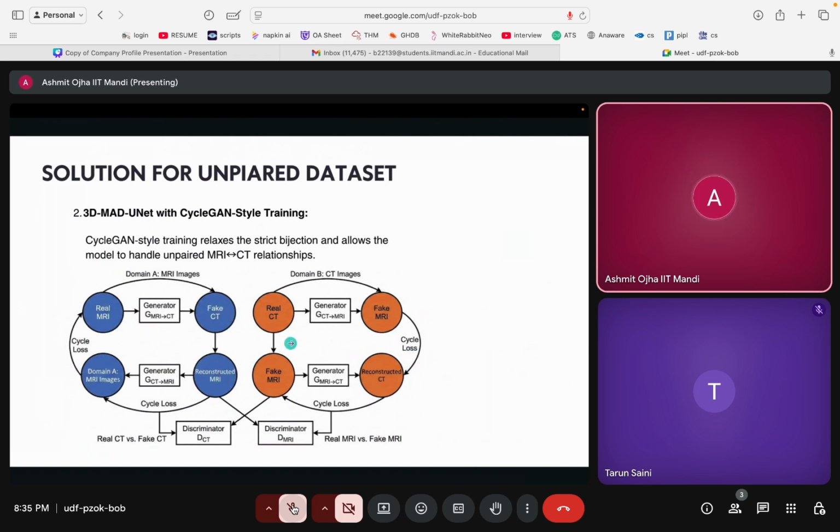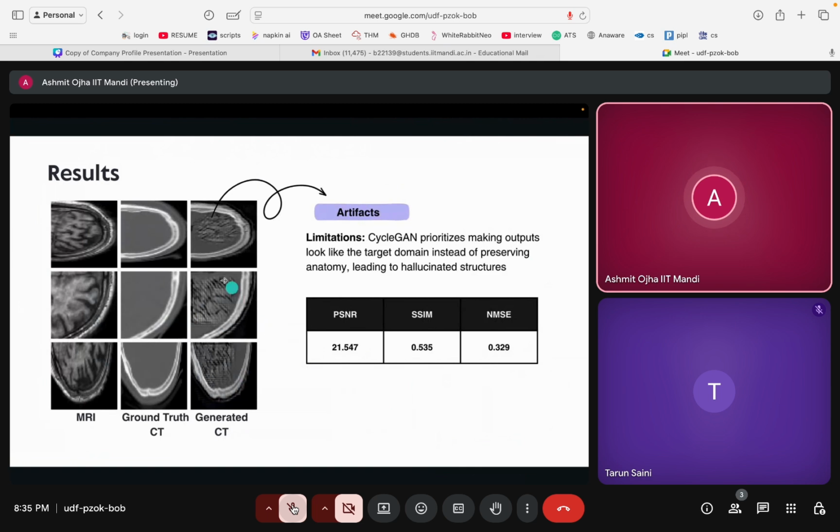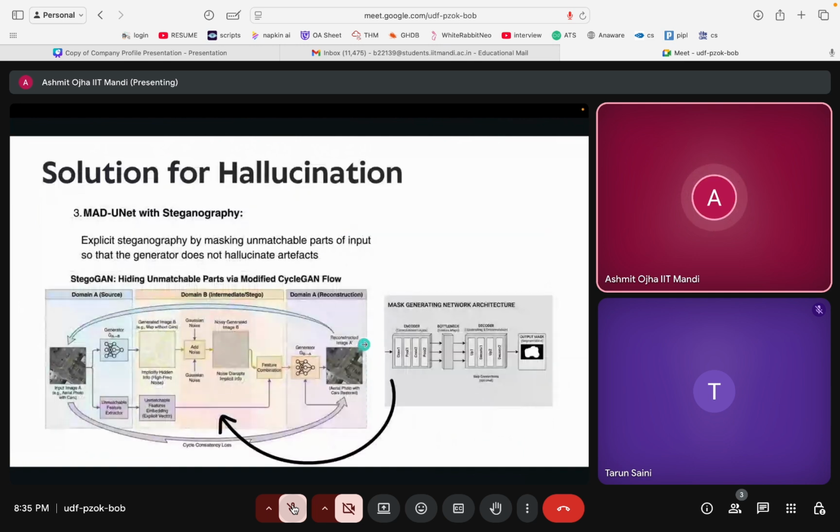And similarly here. Now, the problem with this is that CycleGANs again hallucinate features and pass these hallucinated features of the original MRI into the CT, which should not be there. This is because during reconstruction it requires some extra information and it hides this extra information in the generated CT itself, and this causes these artifacts, and it also reduces our overall PSNR.